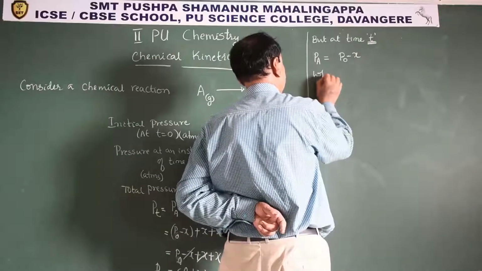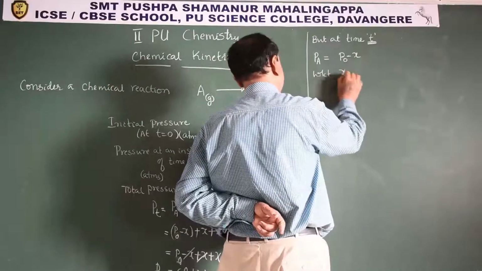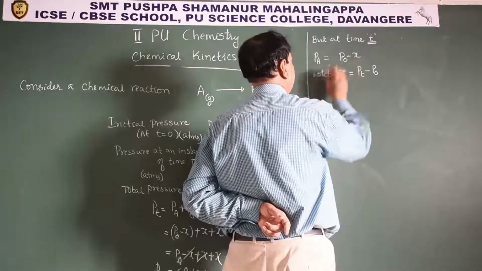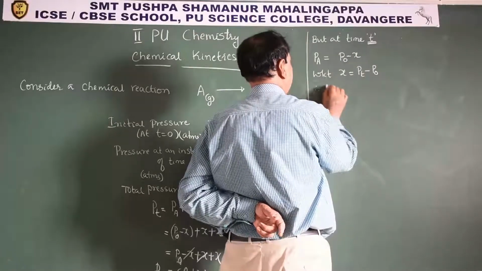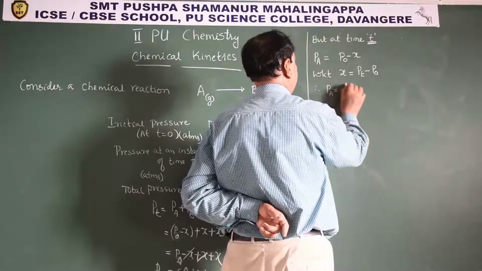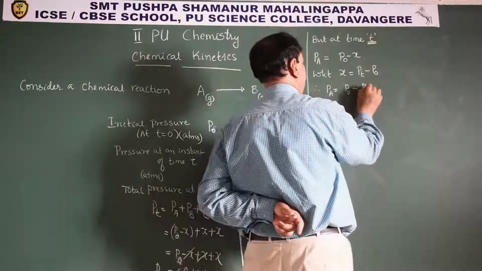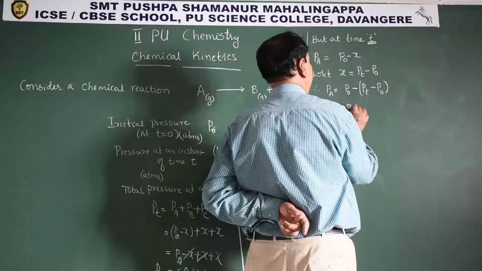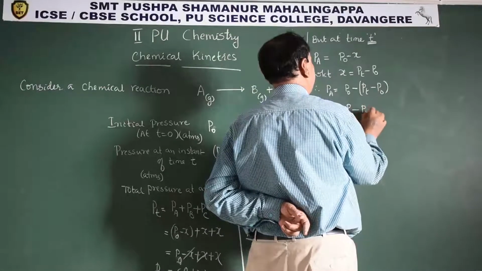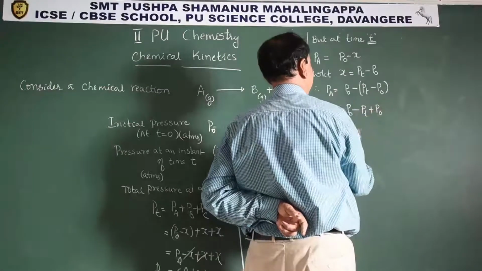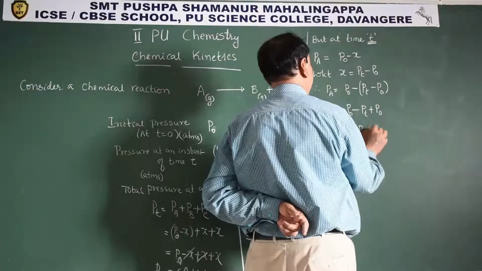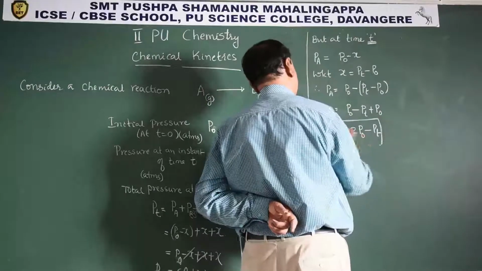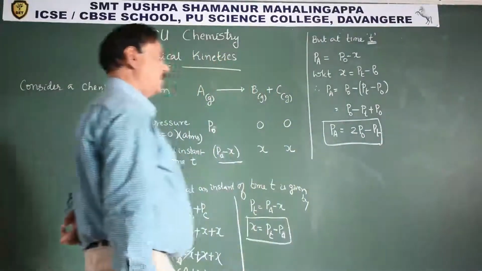We know that x is equal to Pt minus P naught. Substitute the values. Therefore, Pa is equal to P naught minus (Pt minus P naught), that is equal to P naught minus Pt plus P naught. This is equal to 2 P naught minus Pt. This is Pa.